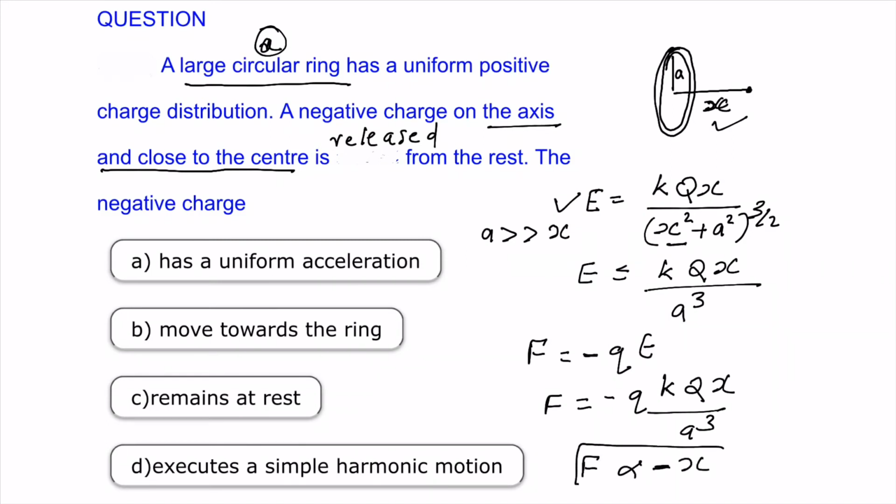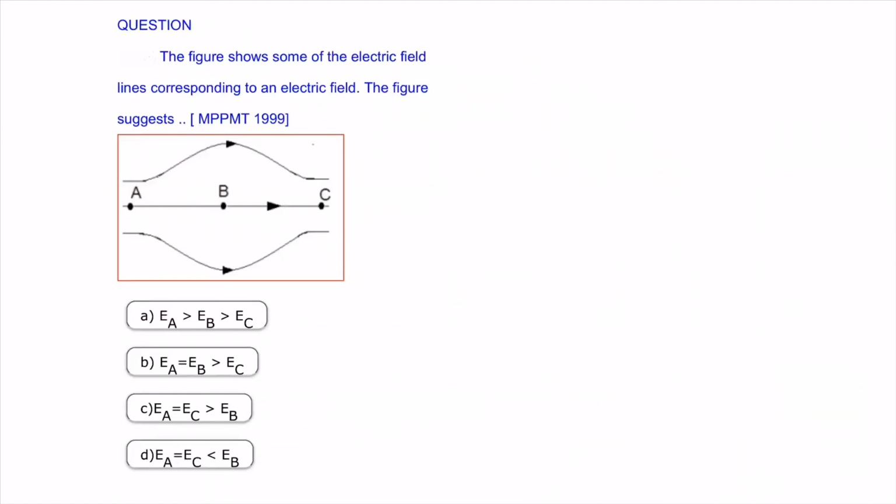That means force is directly proportional to the negative of the displacement. So we already know that relation is there for simple harmonic motion, right? Simple harmonic motion. Force is proportional to x but in the opposite direction is a relation which is there for simple harmonic motion. Next question.